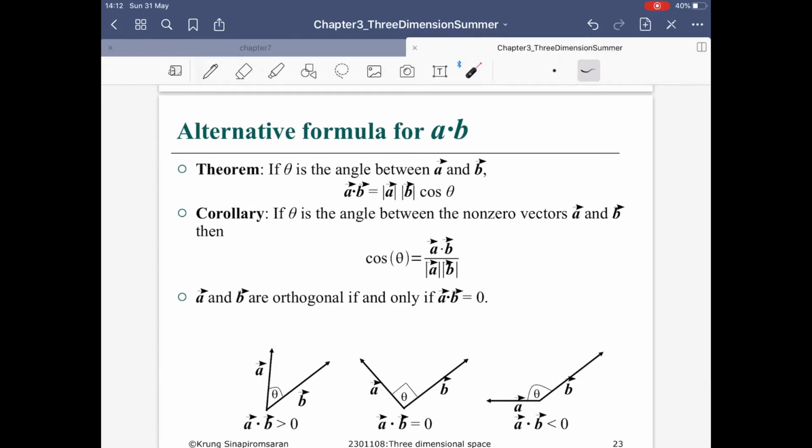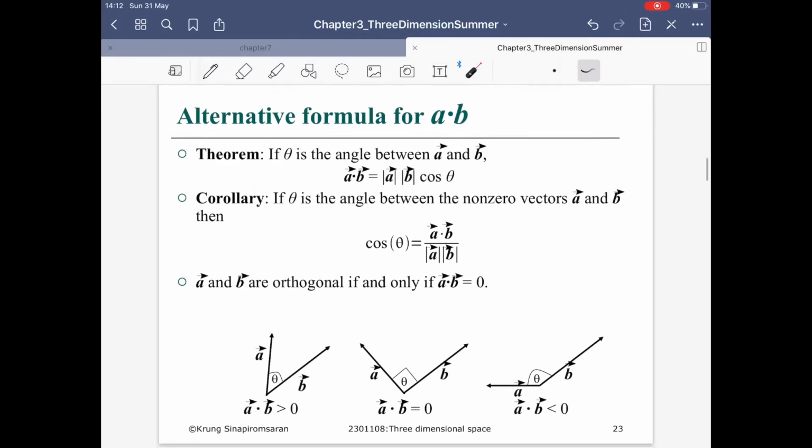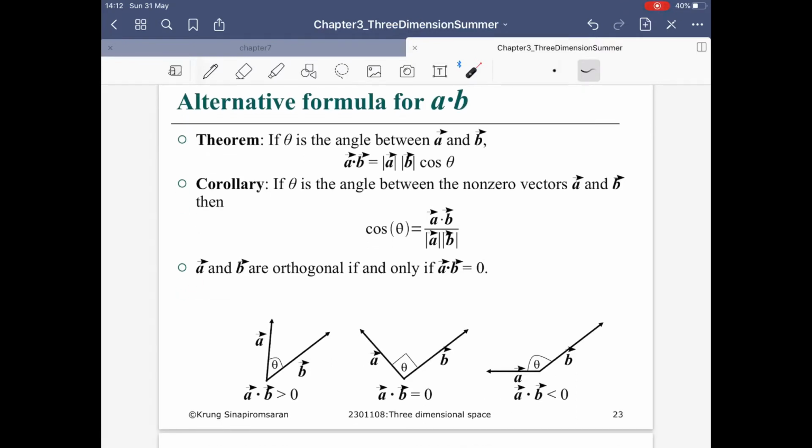If you want to find the angle between two vectors, it depends on this cosine theta, and you just do A dot B divided by the length of A times the length of B. Of course, because you need to do a division, your A and B cannot be zero vectors. And we can say that A and B are orthogonal if and only if A dot B equals 0.